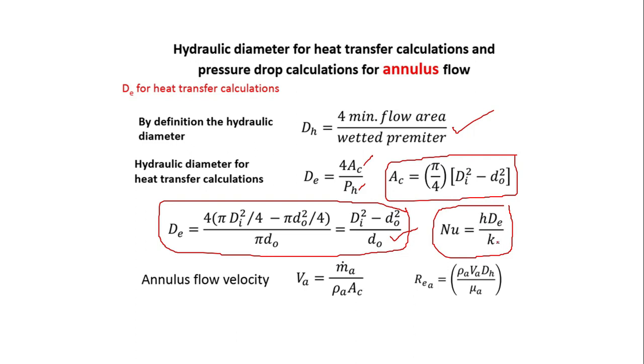This is the equivalent diameter and the thermal conductivity. So this is the formula that can be used for the determination of the flow velocity in the annular region, right, which is the mass flow rate divided by the density multiplied by the cross-sectional area. Here is the famous formula for the Reynolds number, you have already gone through all the formulas in the previous lectures.